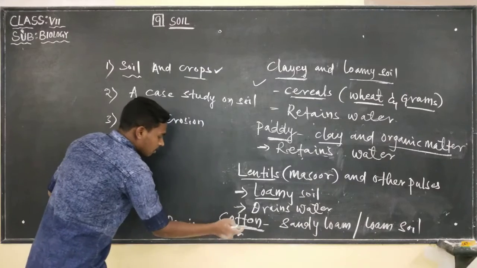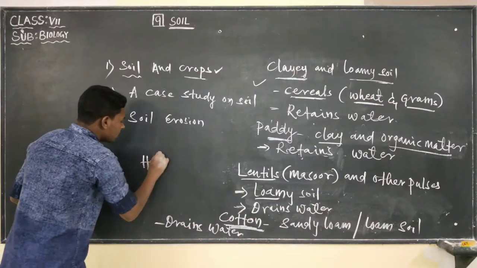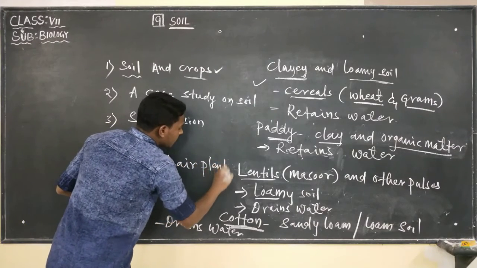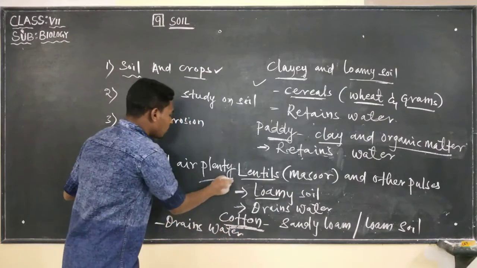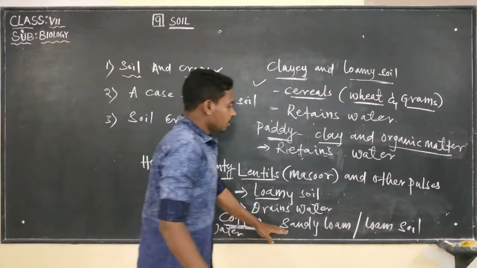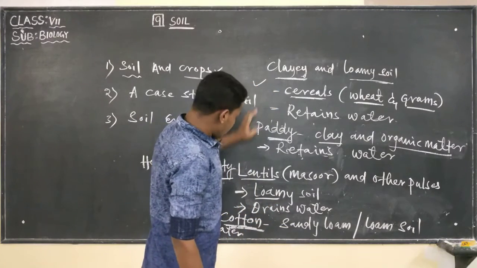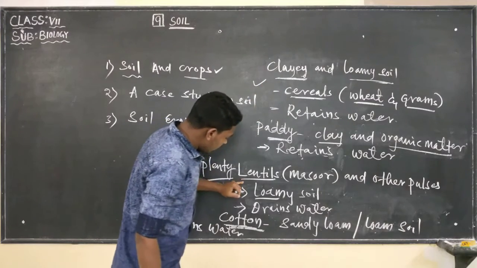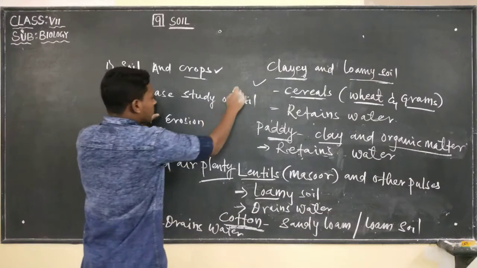This soil also holds plenty of air. Sandy loam and loam soil hold plenty of air, so the cotton crop gets more advantage from this type of soil. So these are the four types of soil we have seen today: cereals, paddy, lentils and cotton. Next, we will study a case study on soil.